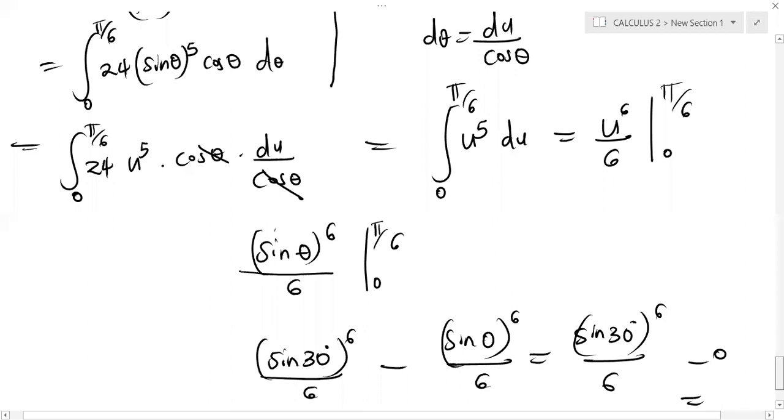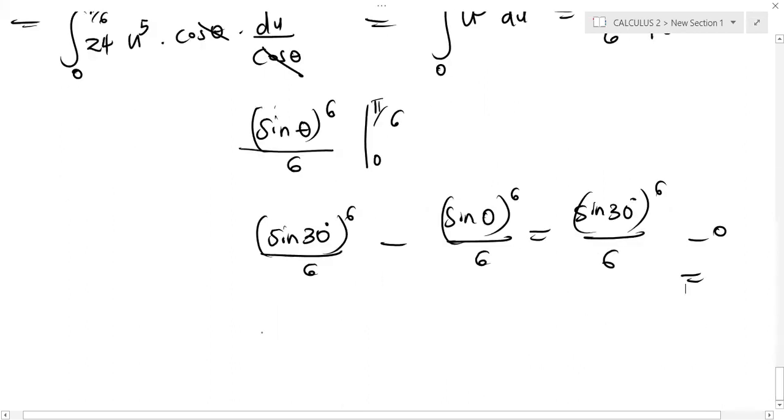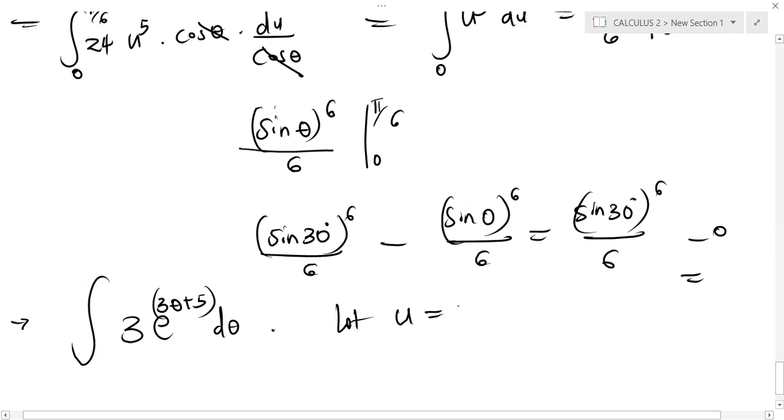Okay, final example of algebraic substitution. So let's say you're given, integrate 3 exponential of 3 theta plus 5 d theta. So I am going to let my u be equal to this here. So let u be equal to 3 theta plus 5. What is du d theta? Differentiating this, we get 3.